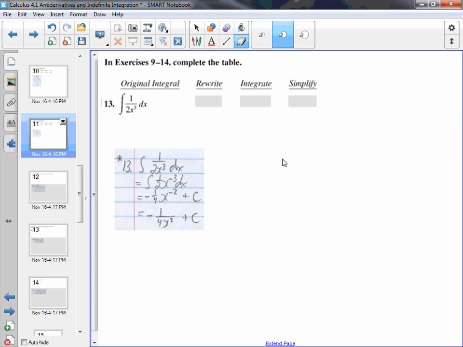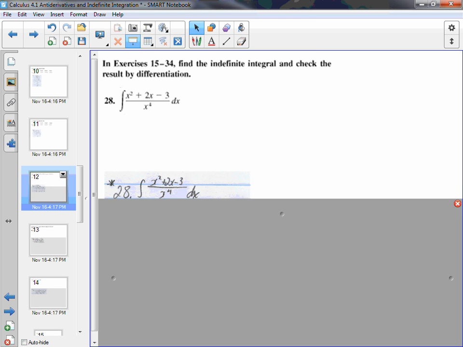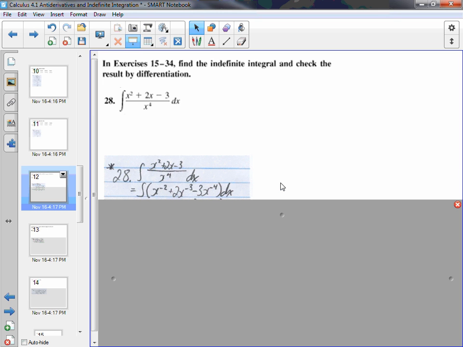How are we doing? Number 28. All right, we got to divide each term in the top by x to the 4th. What's x squared divided by x to the 4th? Yeah, it's an x squared in the bottom, but we'd rather write it as x to the negative 2, hadn't we? So we can find the antiderivative.